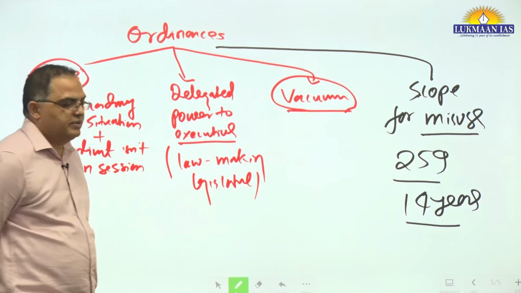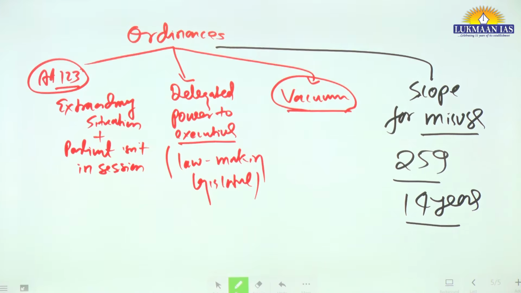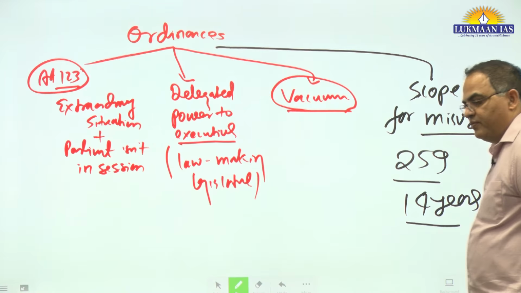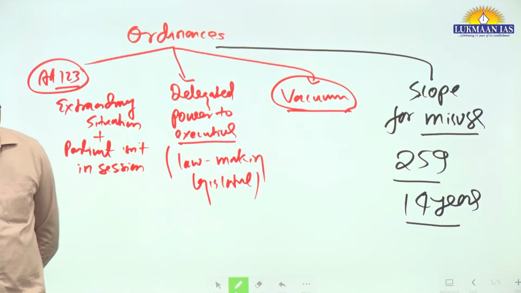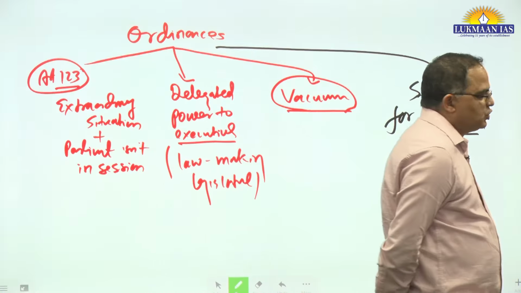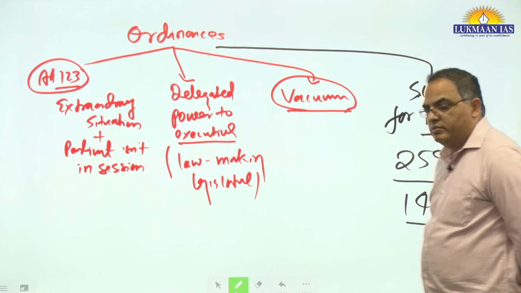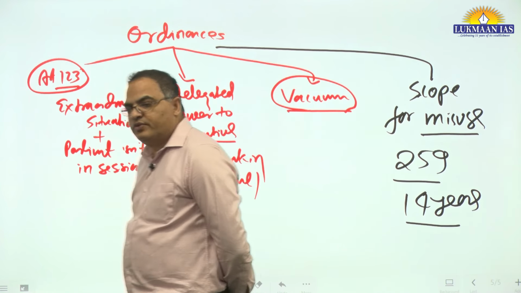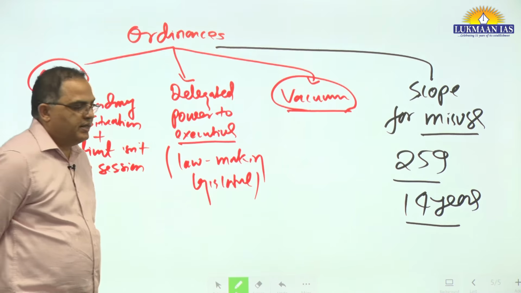It means the executive has constitutional backup for proclaiming ordinances, provided it should be an extraordinary situation. Extraordinary situation. It is also a delegated power.